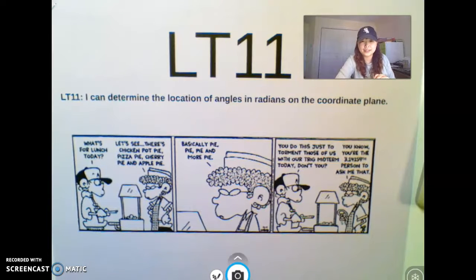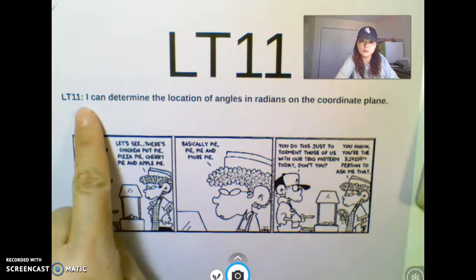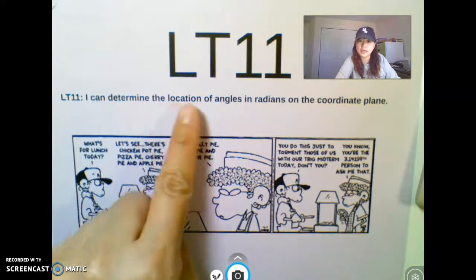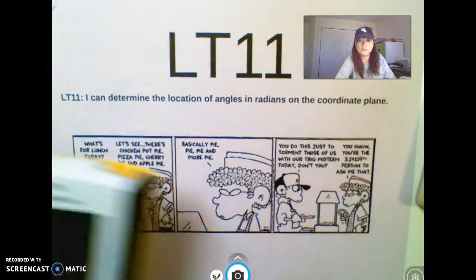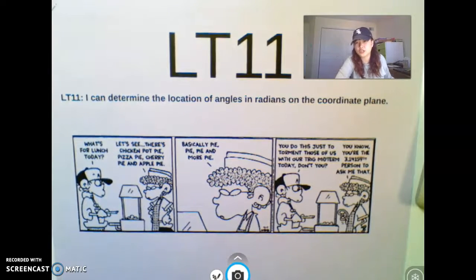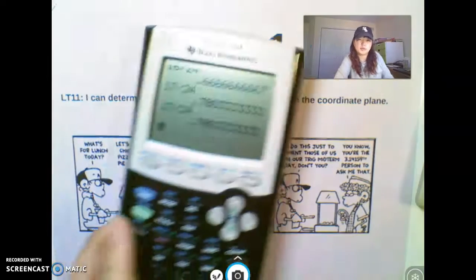We're starting learning target 11, and it's a very short learning target. It's a very short unit, and all we have to really find out is what radians are. So do you see the learning target goal? I can determine the location of angles in radians on the coordinate plane. So it is something you have always seen. It's just that you probably never noticed it.